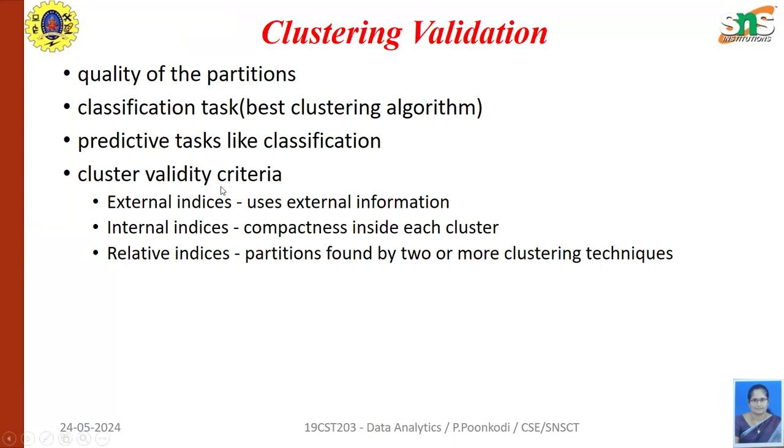Then the cluster validity criteria. Here, cluster validity is ensured through three methods: external indices, internal indices, and relative indices. The external indices use only purely external information. With internal indices, the compactness inside each cluster is validated. With relative indices, we compare the partitions found by two or more clustering techniques.